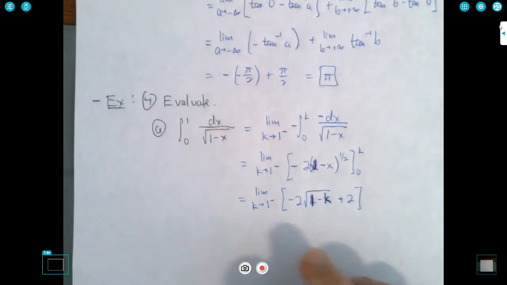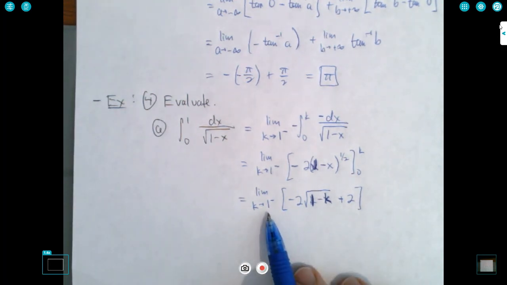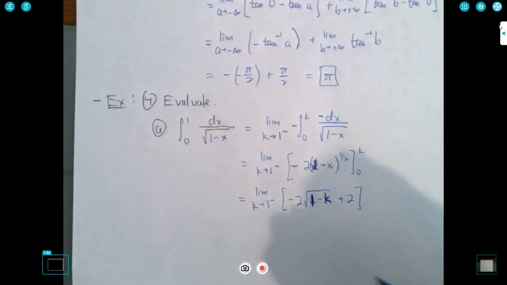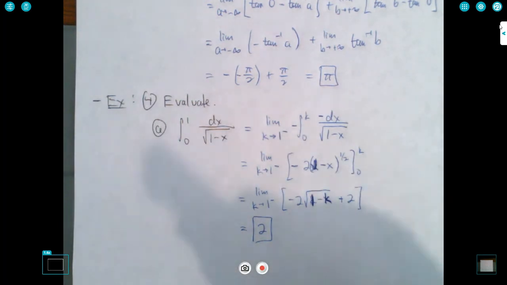Okay, so now as I approach 1 from the left, well, if I just plug in 1, I get square root of 1 minus 1, which is 0. So that's fine, right? So I would just get 2. So this thing equals 2. Kind of interesting. Okay, so there's that one.